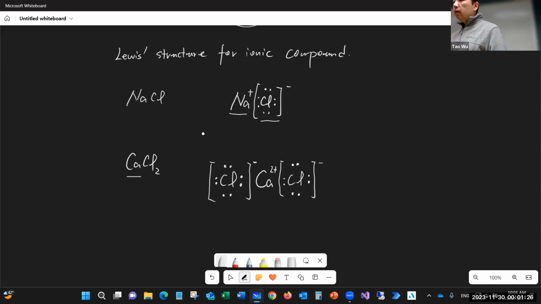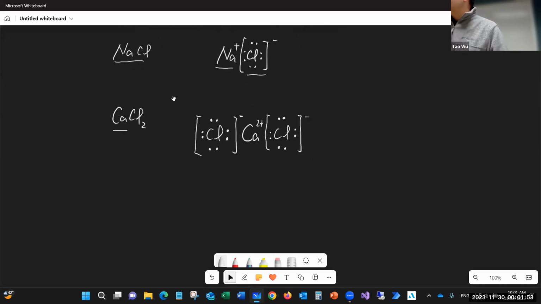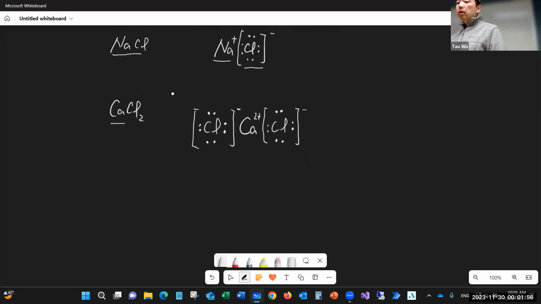Okay, so once again, later you may be confused about what kind of formula we're going to write. You need to make sure what we're writing is an ionic compound. We haven't touched the molecular compounds yet. So when you write the Lewis structure, you need to identify first whether this is an ionic compound or a molecular compound, and then, based on the rule, you write. Any questions?